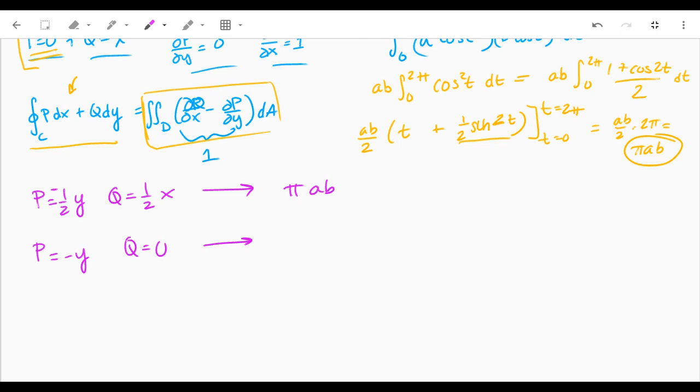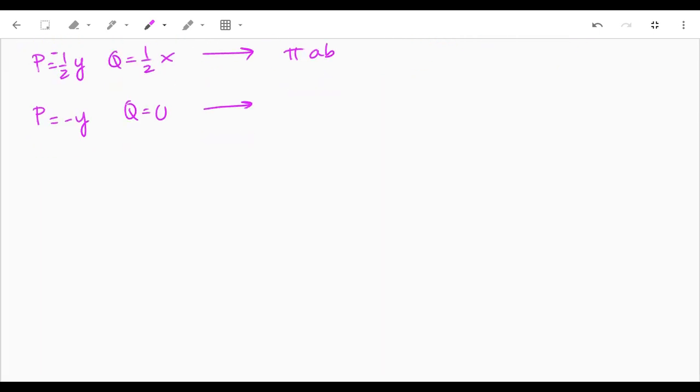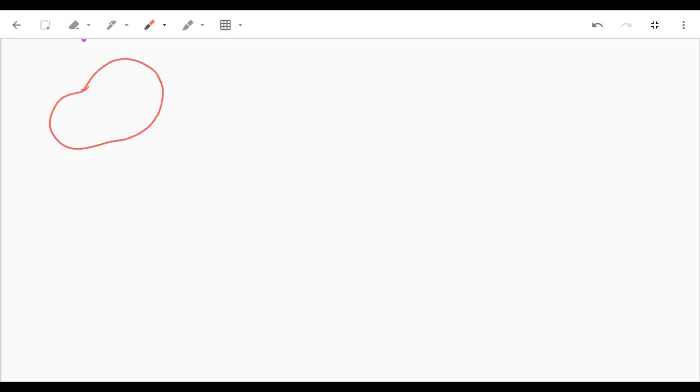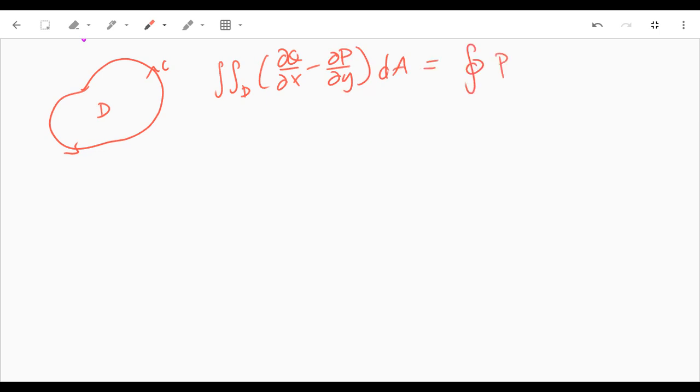Then we have one more thing. This one gets a little bit weird to follow, but it comes in handy when you get into some really abstract regions. Anyways, we're going to draw some pictures here. So this would be D, this would be C, and Green's theorem tells us that the double integral over D of dQ/dx minus dP/dy dA equals the closed integral over the perimeter of P dx plus Q dy.